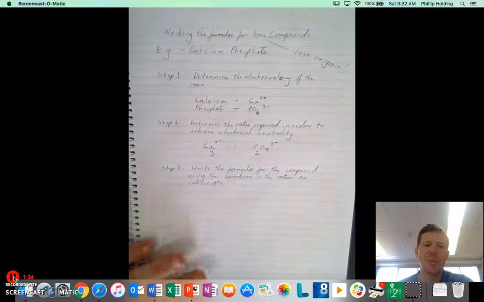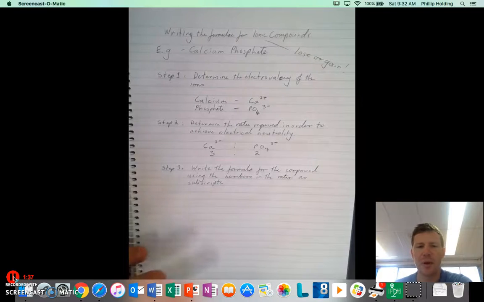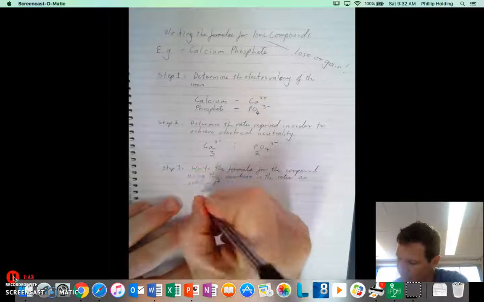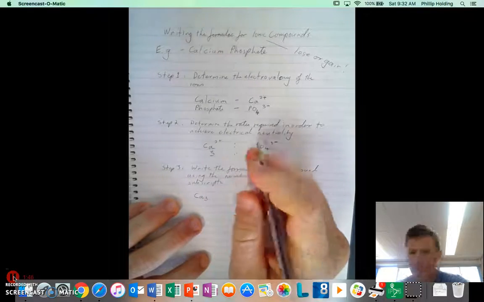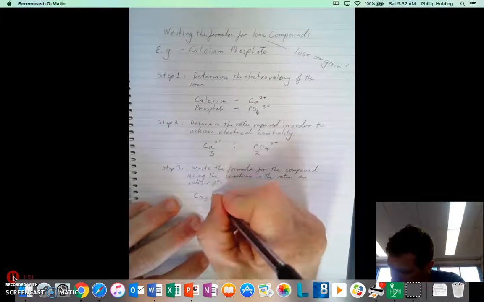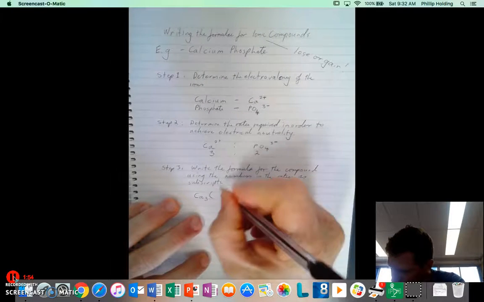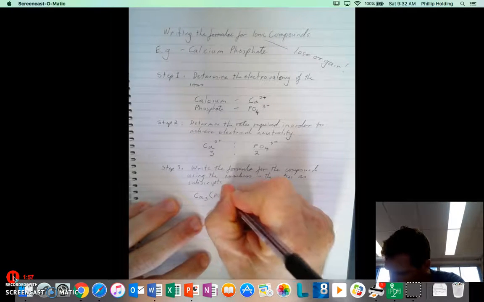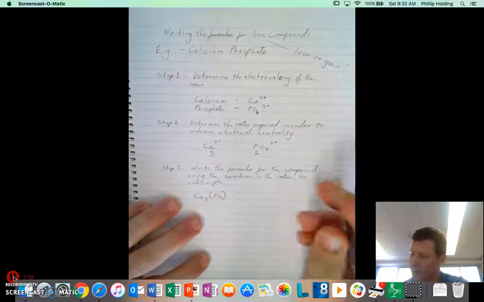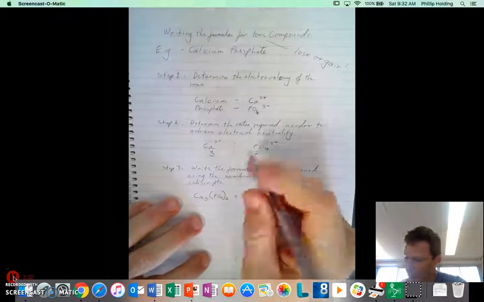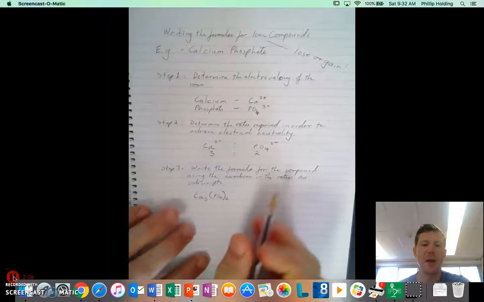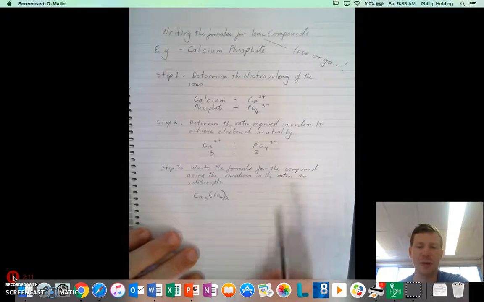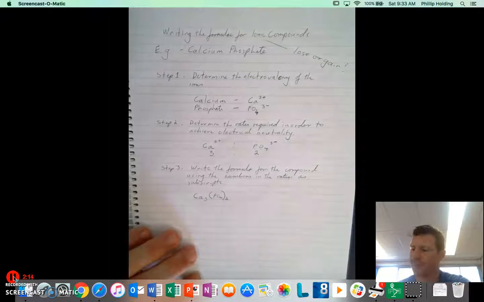So the final step in the process is actually writing the formula for the compound, whilst using the ratio numbers as subscripts. So calcium, we need 3. So it's Ca3, and then the phosphate, because it's a molecular ion, we want to put that in brackets. So PO4, and then we write the subscripts outside the brackets. So we need 2 of those. So that says we've got 3 calciums for every 2 phosphate groups there, and overall we have an electrically neutral compound.